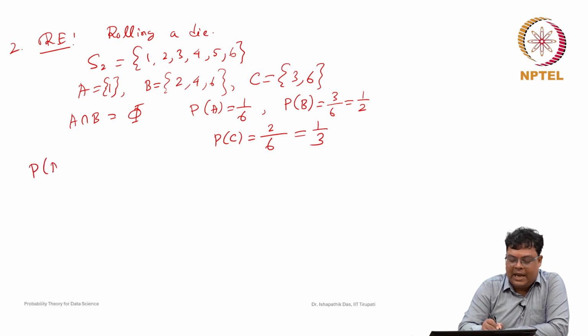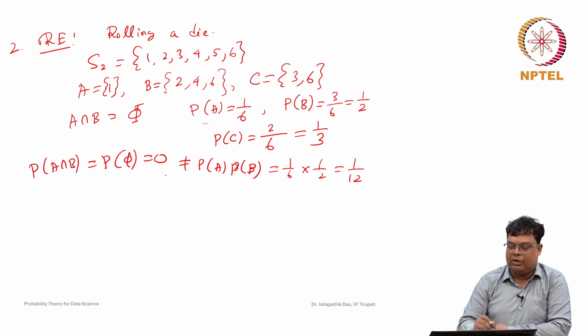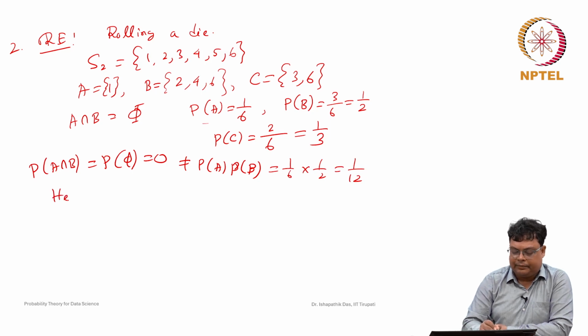So probability of A intersection B is probability of phi, which is 0, and this is not equal to probability of A into probability of B. Probability of A is non-zero and probability of B is also non-zero, 1 by 6 into 1 by 2 is 1 by 12, which is not equal to 0. Hence, A and B are not independent.